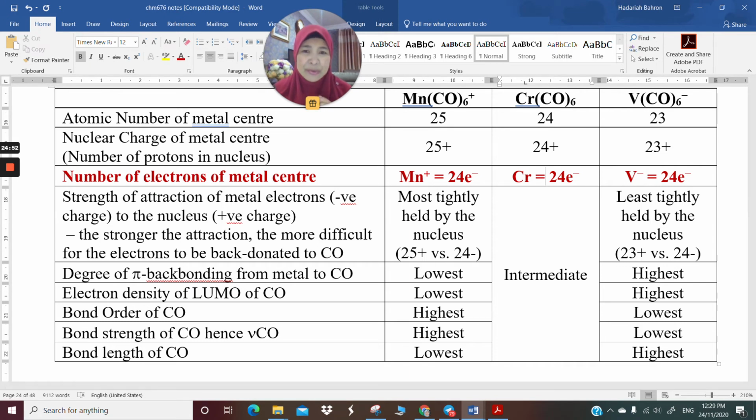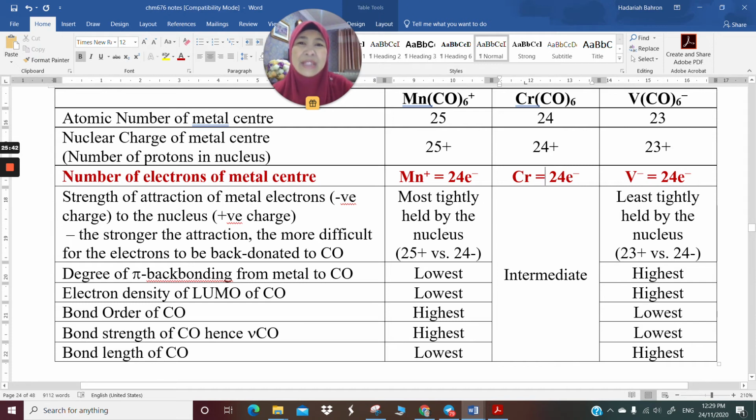Now, imagine chromium first, having 24 protons in the nucleus and 24 electrons in the orbitals. You are going to immediately see that each proton will be paired up with one electron. So there will be no surplus, and you're going to have a nicely neutral compound. But if you have MnCO6 plus, you are having 25 plus charge in the nucleus, but only 24 electrons in the orbitals. So what you are having is an excess of protons in the nucleus, one excess.